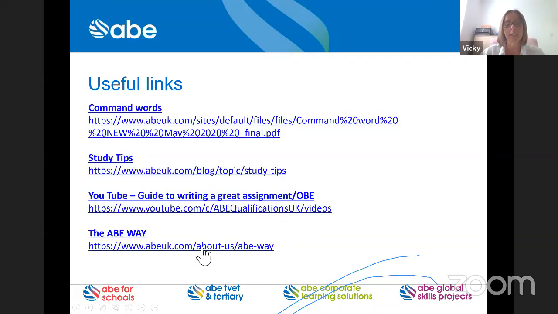We've also got details around all of the ABE way and all of the principles that we're working towards. There's some great study tips and obviously the links to command words. On the website, on the student page, you will find links to all of this as well. And a lot of the documents are also featured on the portal. So you should be able to find all this stuff. If you can't, then contact your centre. Your centre should have all of this and have downloaded this anyway.